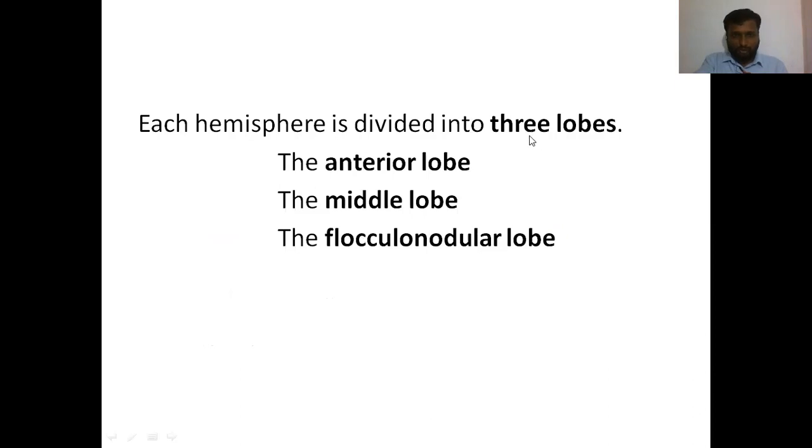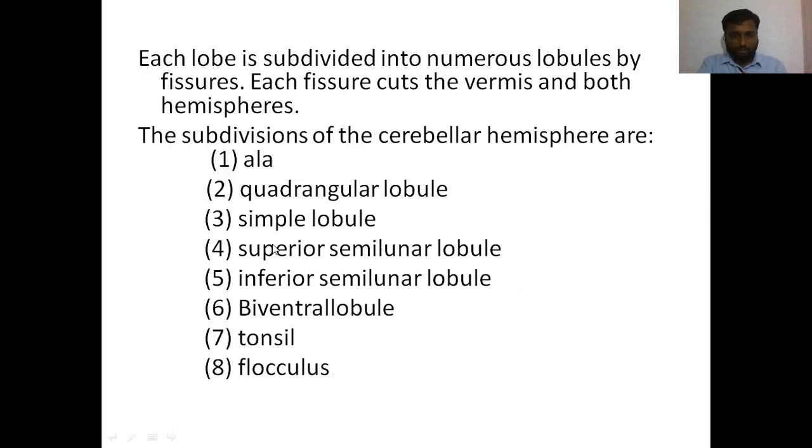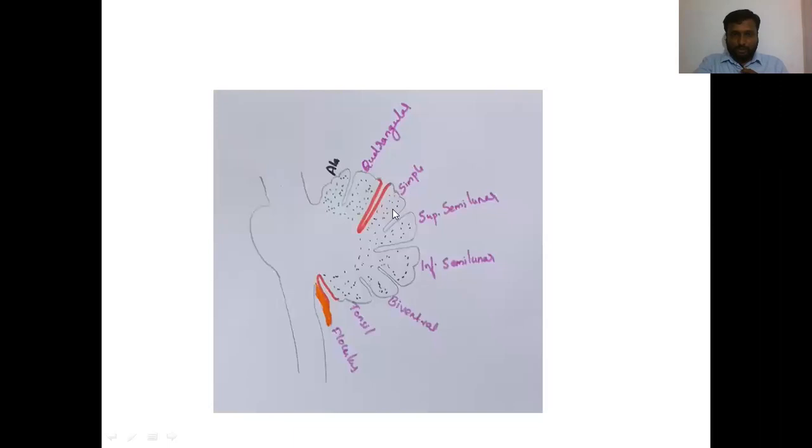So lobes and fissures are clear. It is divided into three lobes: anterior, middle, and flocculonodular lobe. The fissures are the primary fissure and the posterolateral fissure. Now, each lobe is subdivided into numerous lobules by some unnamed fissures.